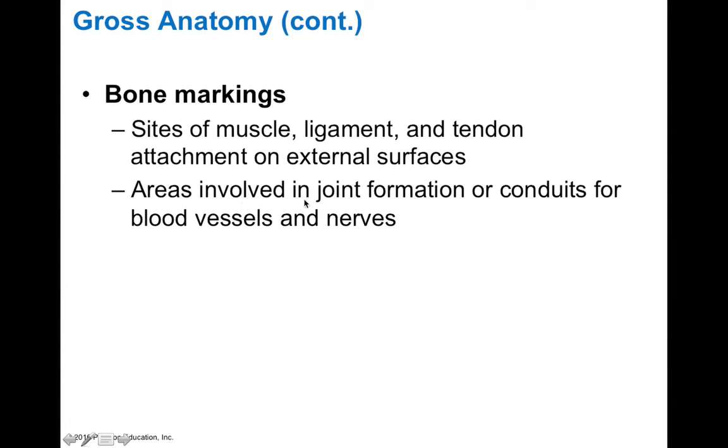Now, bone markings are basically sites of muscle, ligament, and tendon attachment on external surfaces. These are often areas that are involved with joint formation or conduits for blood vessels and nerves. A lot of bone markings are associated with the epiphyses of long bones. They can be projections or depressions or openings, and they're often passageways for nutrients or blood vessels to pass through bone, or attachment points for tendons and ligaments.